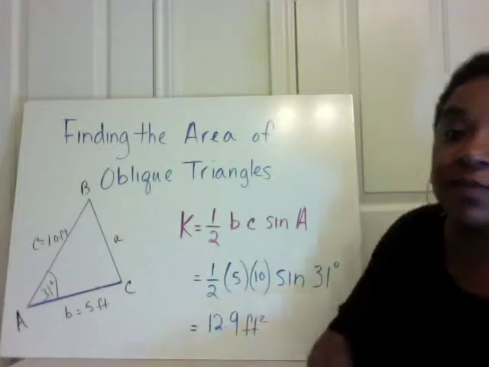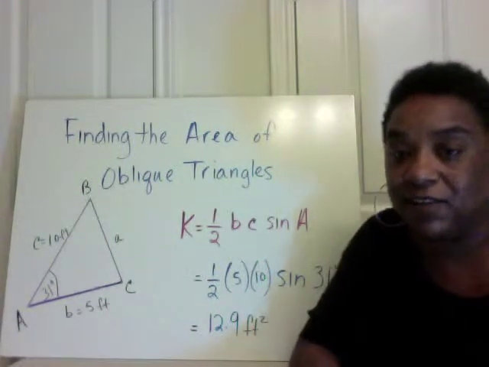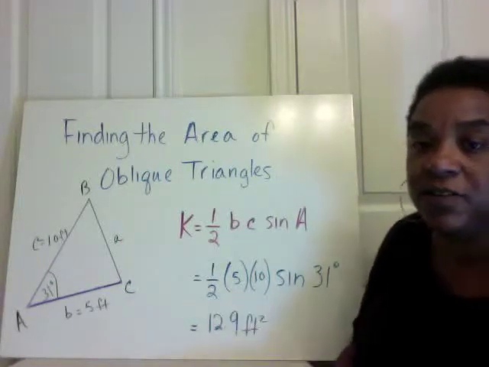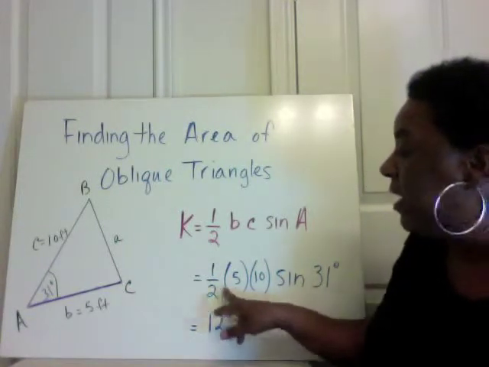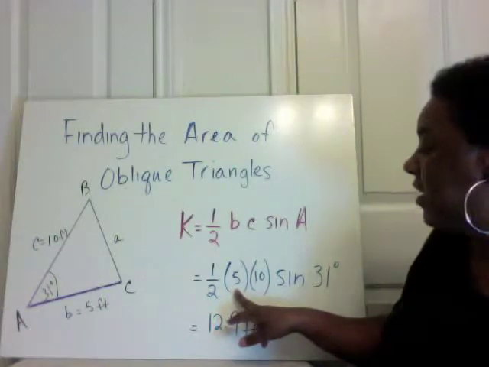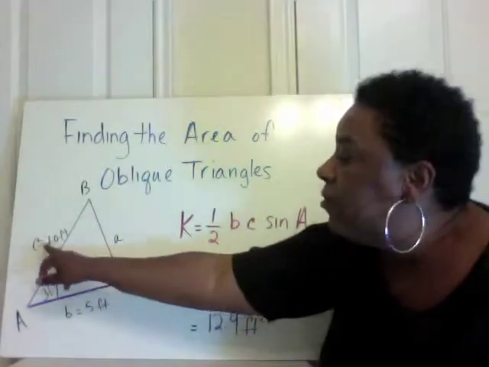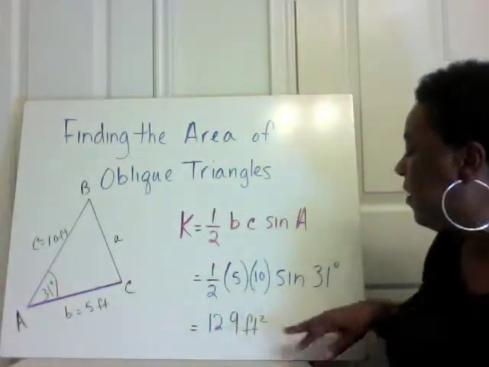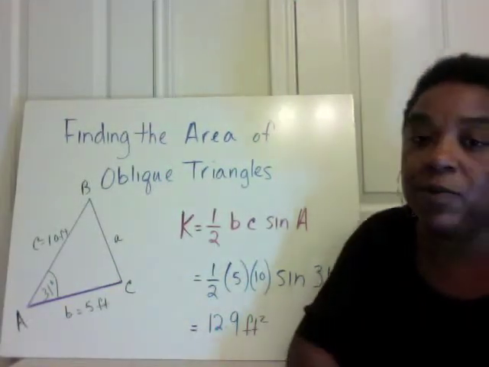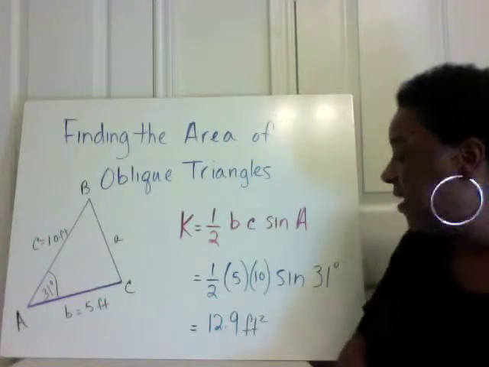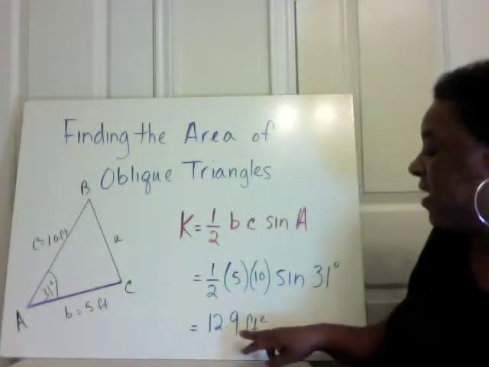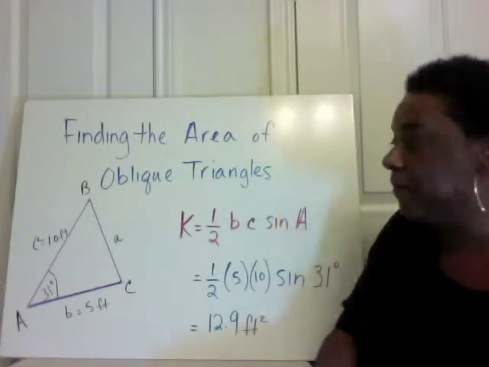So now we can substitute the information we have into the formula. We already have 1/2, which is a part of our formula. b is equal to 5, that goes here. c is equal to 10. And then we have sine of 31 degrees. And when we put this in our calculator, we find that the area of this triangle is 12.9 feet squared.